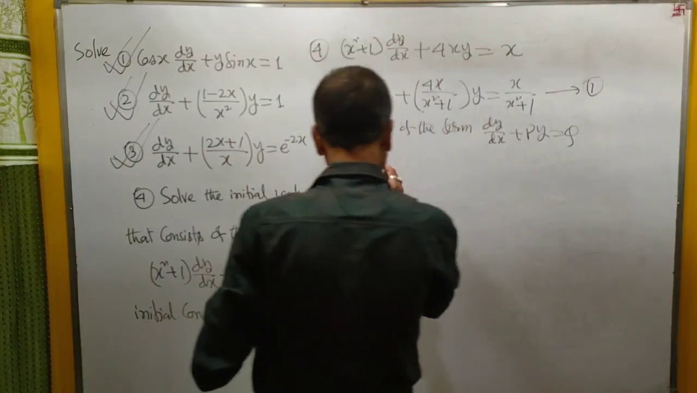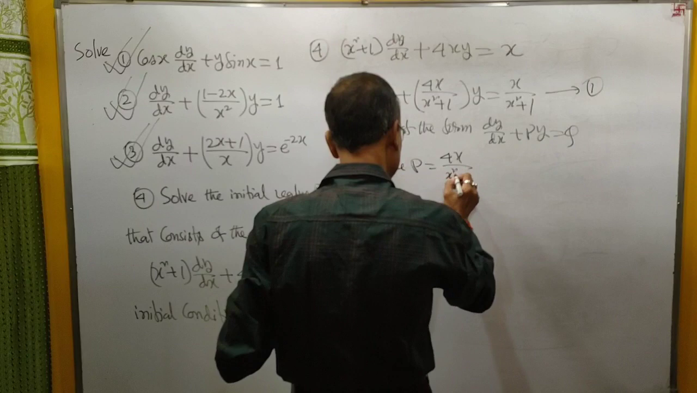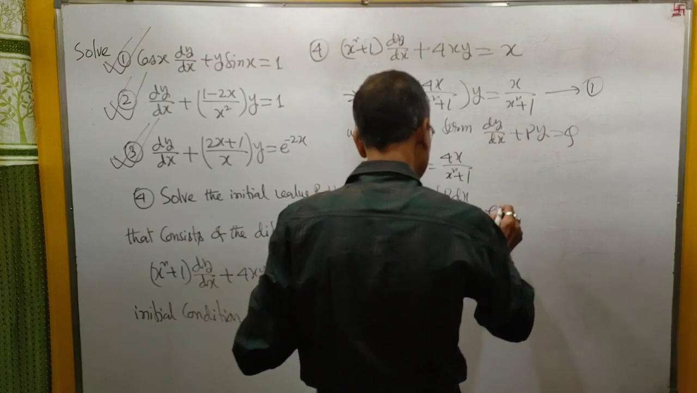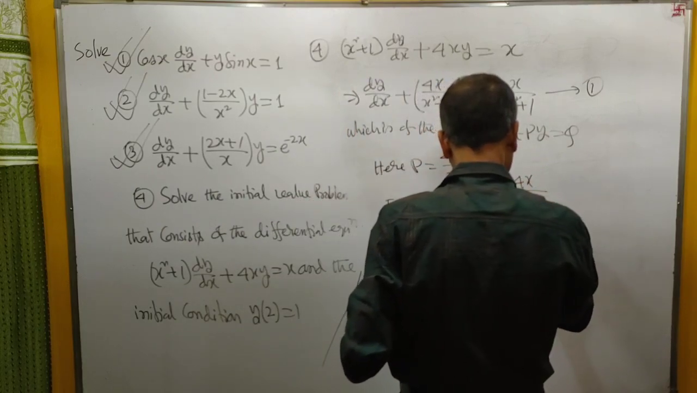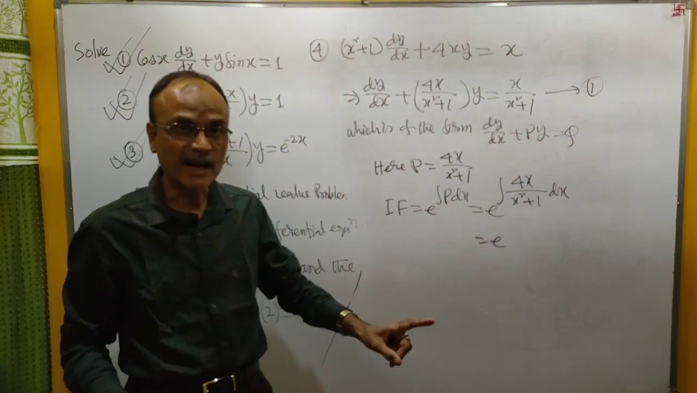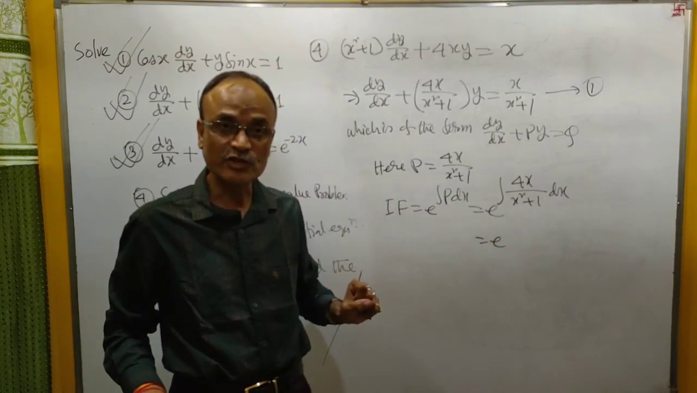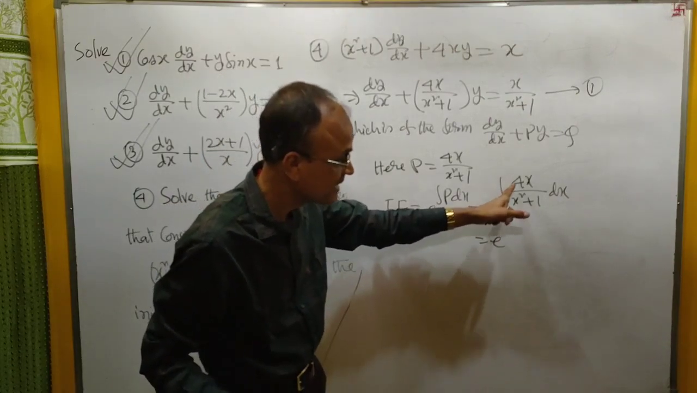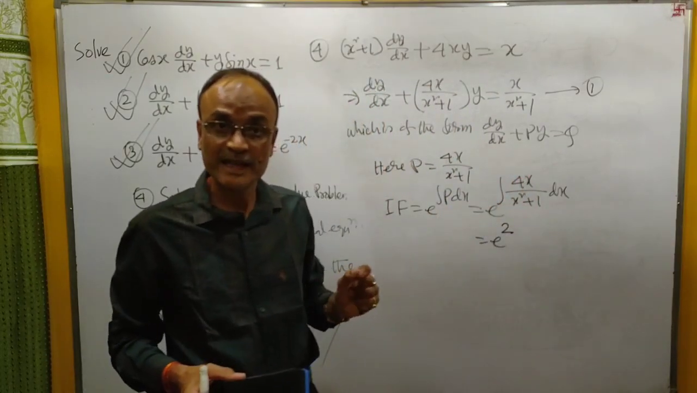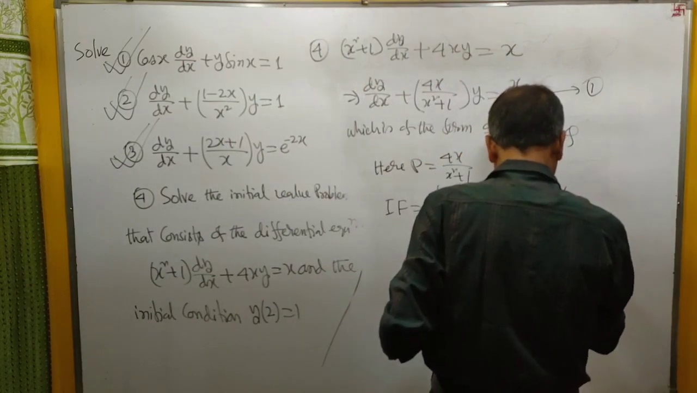Here p equal to 4x by x square plus 1. Integrating factor equal to e to the power integral p dx, e to the power integral 4x divided by x square plus 1 dx. Now, if you differentiate the denominator x square plus 1, what is the differentiation? It will be twice x. 4x you may write as 2 times twice x divided by x square plus 1. Means numerator is the differentiation of the denominator. Answer is log of denominator.